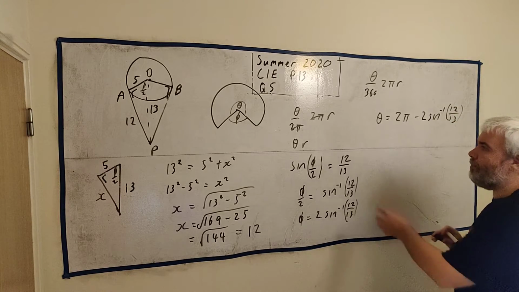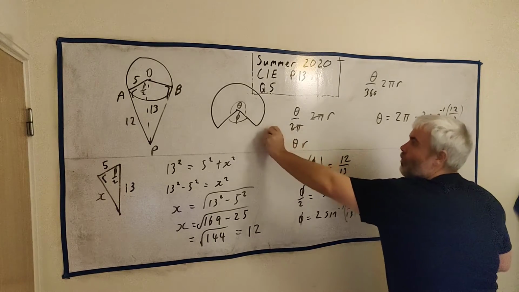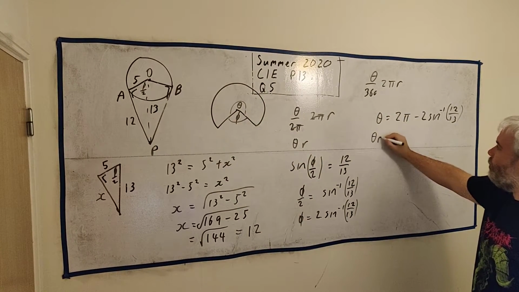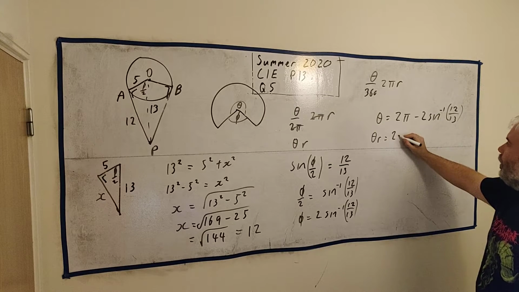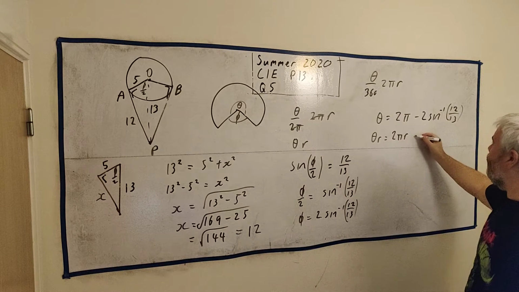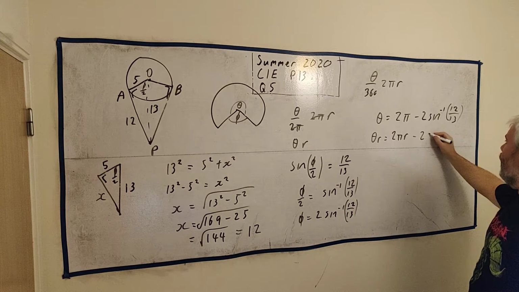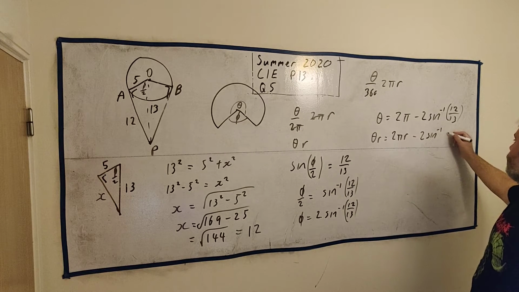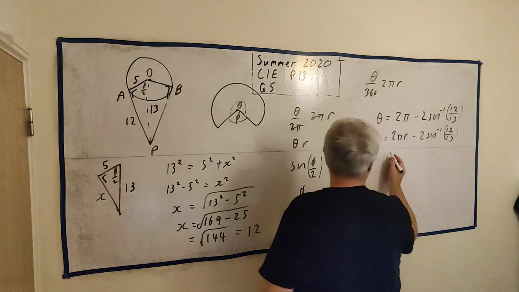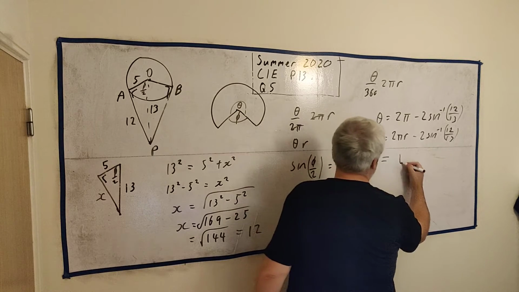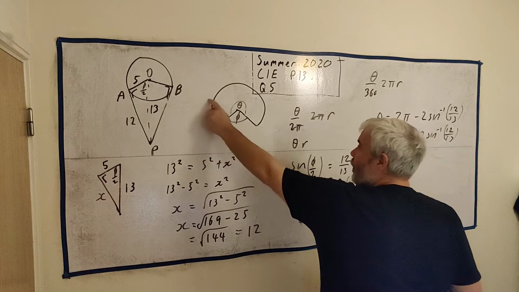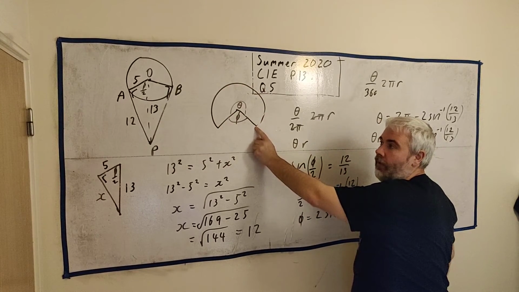And I simply want the length. So I want theta times r. That'll give me the length around here. So theta times r is equal to 2 pi r. That's quite interesting. That's the whole circle, minus 2 inverse sine 12 over 13. Okay, I put all that into a calculator and I will get 19.7. So that again is the length from here all the way around to here.